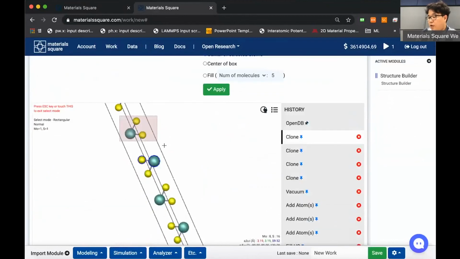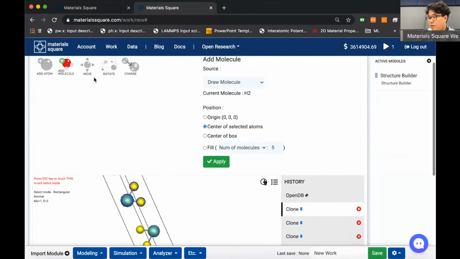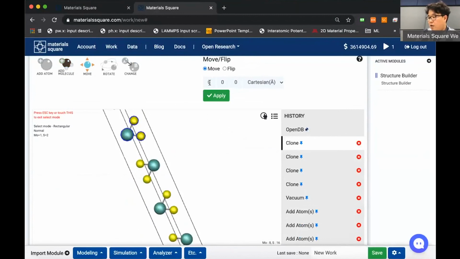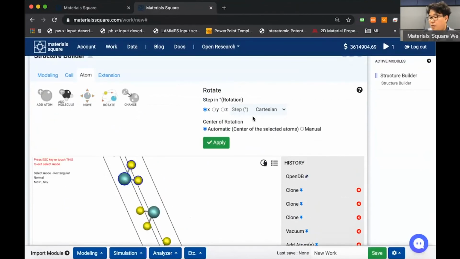Select here, then press move, and then after passing through the periodic boundary condition, it's going to be applied as well. If you rotate, it's also the same, maybe 10 degrees, and select this here, and it automatically centers the atoms. Center of a selected atom is automatic. So right, this is 10 degrees, 10 degrees, 10 degrees.